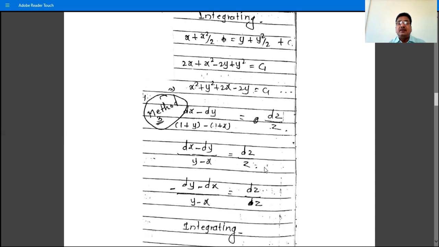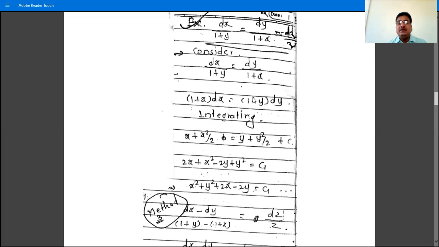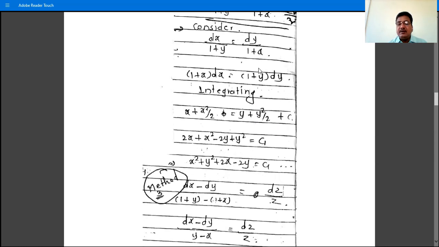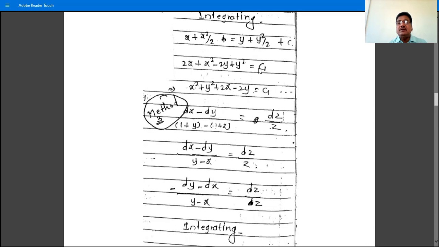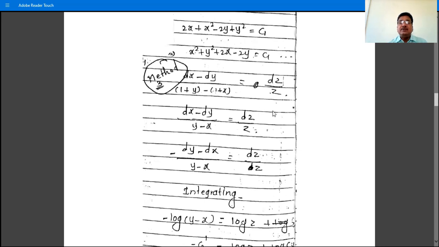Then this is actually the third method, method number 3. This is actually a sub method of method number 2. That is, consider dx minus dy is equal to dz by z. So what is dx minus dy? 1 plus y minus in bracket 1 plus x is equal to the third ratio as it is, dz divided by z. So actually, this is a sub method of method number 2, that is, choose multipliers 1, minus 1 and 0. So what do we have?